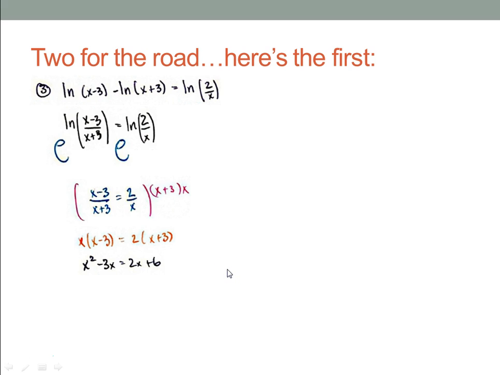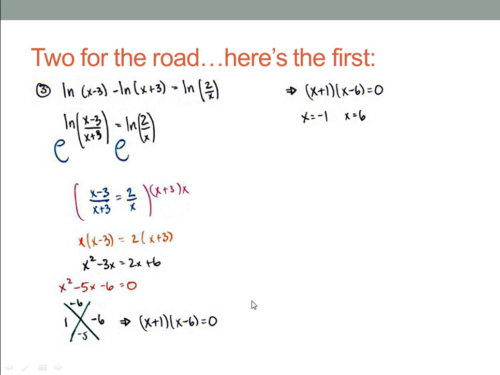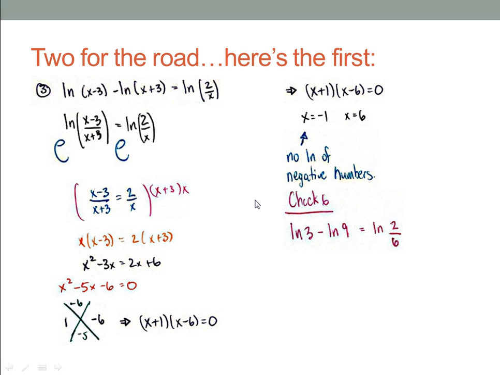Okay, so now I can start distributing, moving everything over to one side. Factor. This lets me solve for x, and I know that the natural log cannot have negative numbers in its domain, so I can immediately reject x is equal to -1. That's primarily because if I take this -1 and plug it into the very first natural log here, I get -1 minus 3, which is negative. Does not work. So I can immediately reject that one. I can check 6 though.